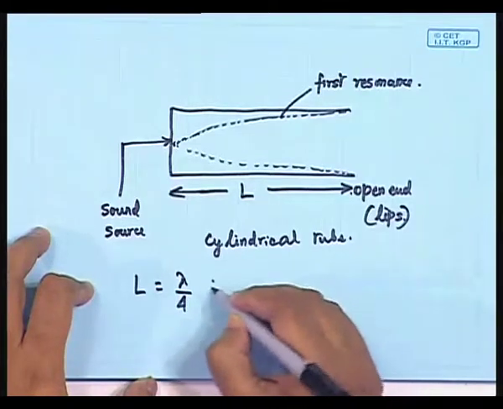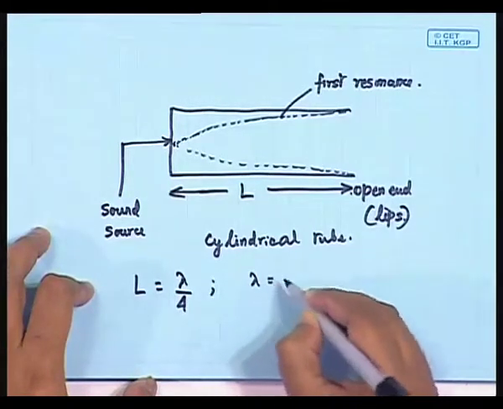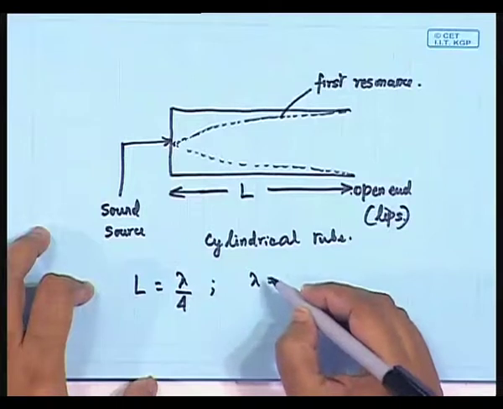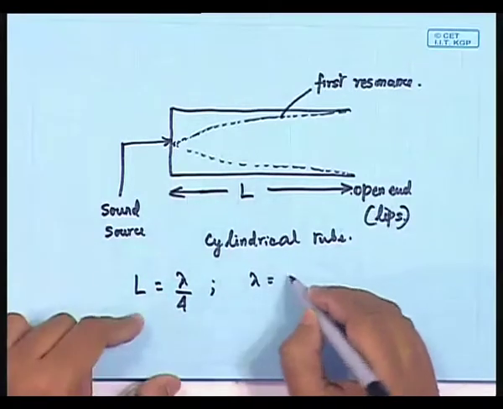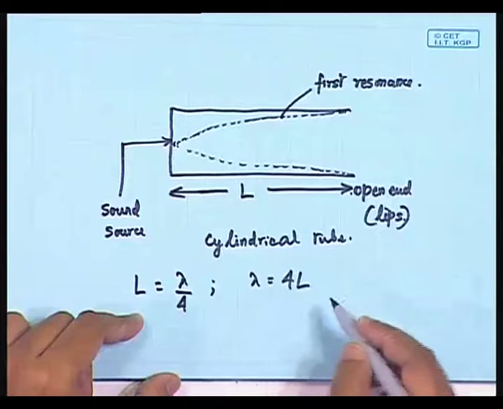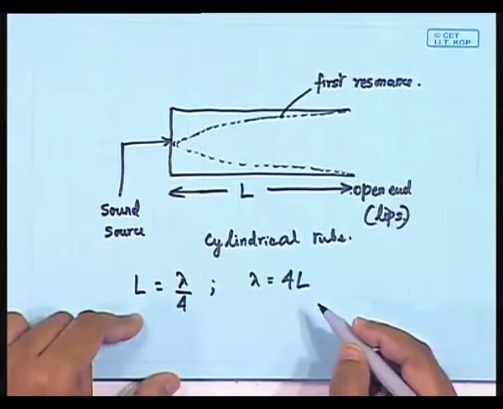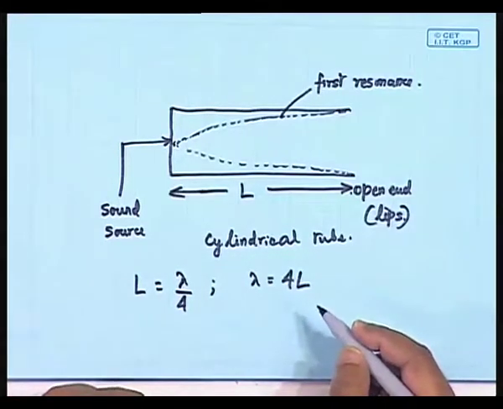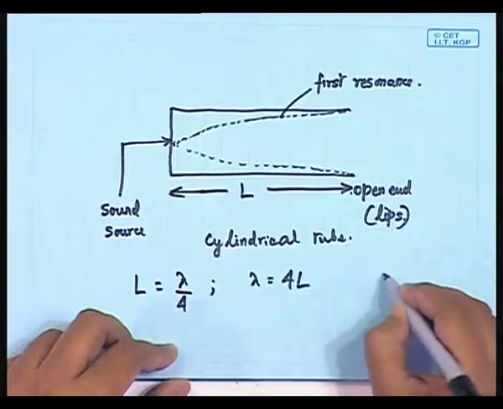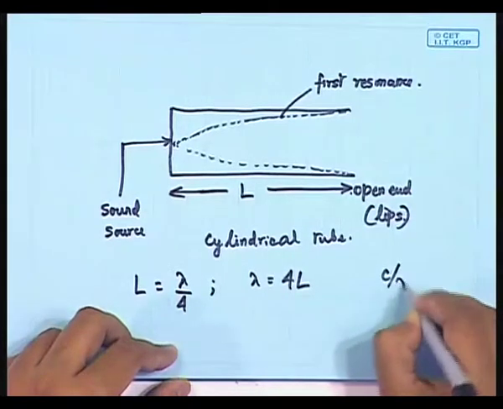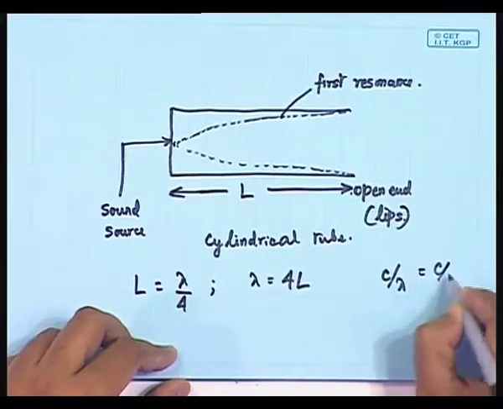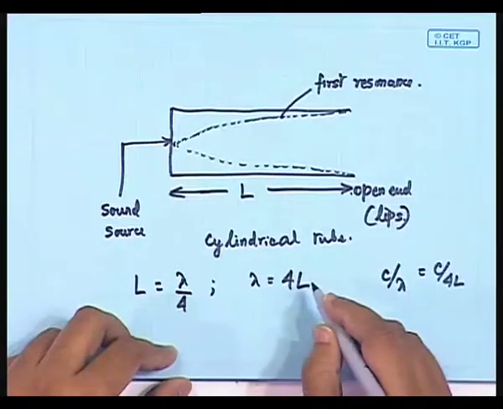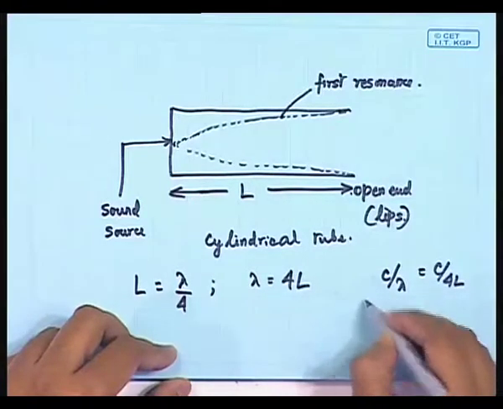Rather, we should write it the other way, that is, the wavelength of the first resonance would correspond to lambda equal to 4L. And if we express this in terms of the resonant frequency, it will be C by lambda, or C by 4L. So this will be the first resonant frequency.